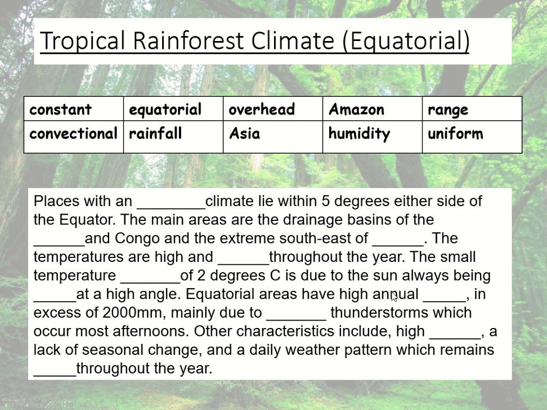Equatorial areas have high annual rainfall, in excess of 2,000 millimeters, mainly due to convectional thunderstorms, which occur most afternoons. Other characteristics include high humidity, a lack of seasonal change, and a daily weather pattern that remains uniform throughout the year. Uniform means fairly standard, doesn't vary very much.